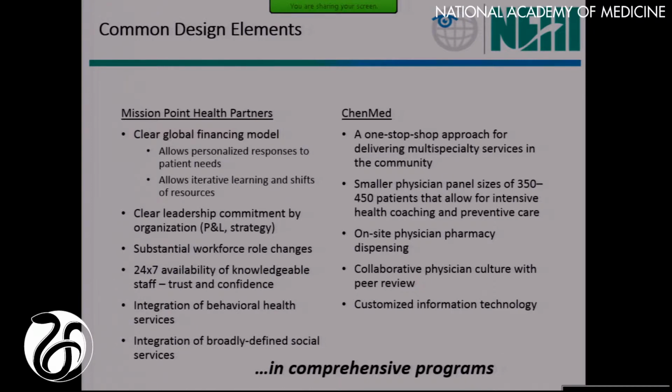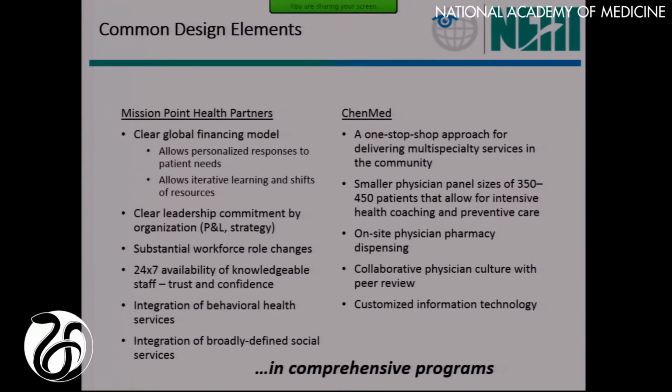For Medicaid, and here specifically it came from work with TennCare, their costs were down 5.7% in the first year and continuing to trend down. Their care system, as you can see here, was a very clear global financing model so that they could really use the resources as they needed to for their patients. This allowed personalized responses to patient needs, iterative learning, and shifts of resource.